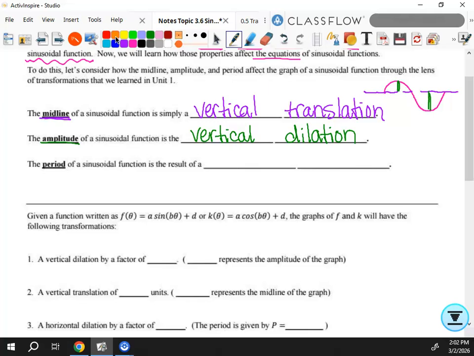Then the period. Remember, the period is how many units does it take to create one cycle of whatever is happening. Okay, and so that cycle could be really short, or it could be really long, just either way. So that is a horizontal dilation.